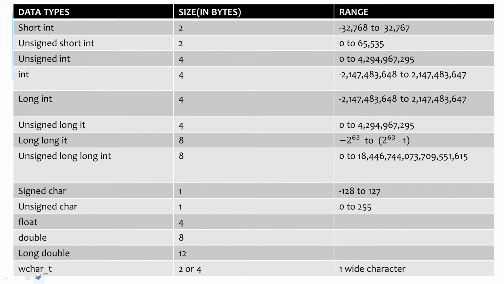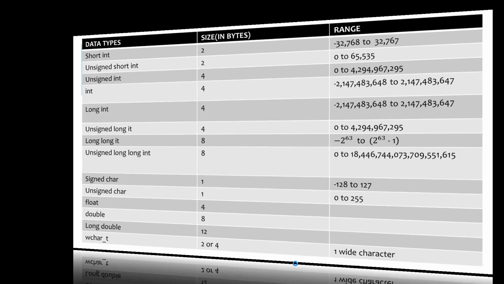And if we move on, wchar_t size is 2 or 4, and char is a 1 byte character. The range of wchar_t is only 1 because this number is particular for a particular character.